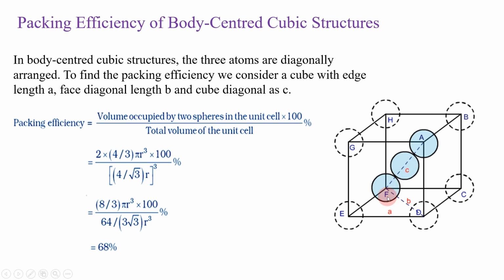Then by using the Pythagoras theorem we get 4/3 pi r cube into 100, divided by (4 by under root 3 into r) raised to the power 3. Calculating this total value, we are left with 68%. So by this relation and calculation, the packing efficiency of the body centered cubic structure is 68%. Now what about FCC?